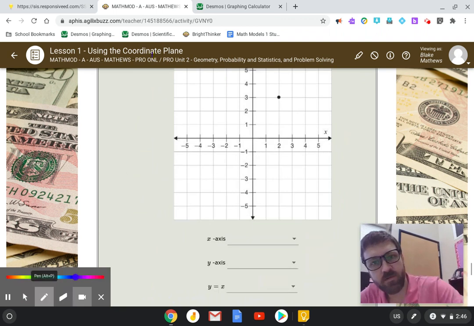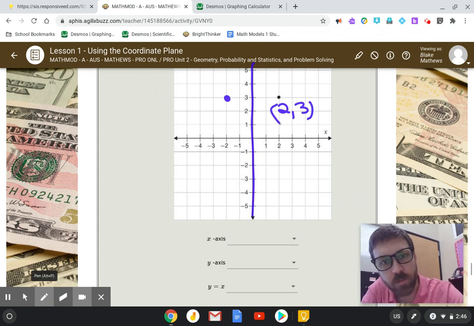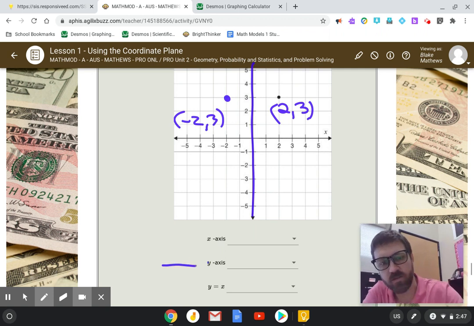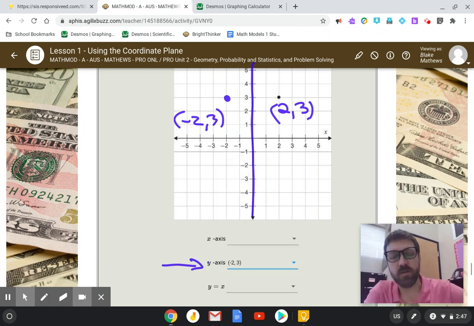What if I took this line right here, for instance, and I said, where would this go if I made this a mirror and reflected it to the other side of that line? It's pretty clear it would be right here, right? So the point 2, 3 would become the point -2, 3, okay? And so that would be what we would choose for the answer here to the y-axis. So I'll just show you that one as an example. -2, 3 would be our answer.